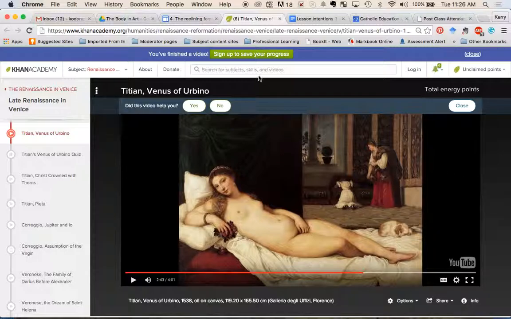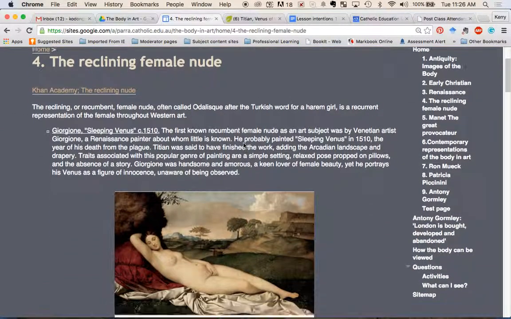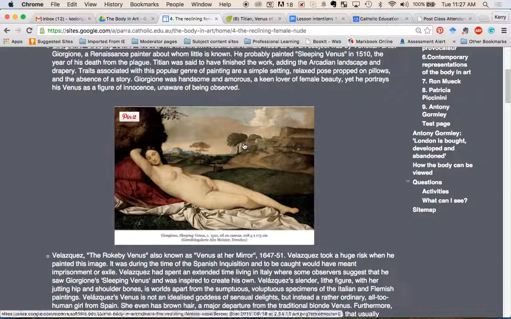So if we go back to this image right back at the beginning of Giorgione, who starts the whole process, again, we see the hand is sitting in exactly the same place. The difference with this particular painting is what? Her eyes are closed. We start to see that that does not continue. So Giorgione very much has his mythological goddess in the landscape. She's the only one with her eyes closed.